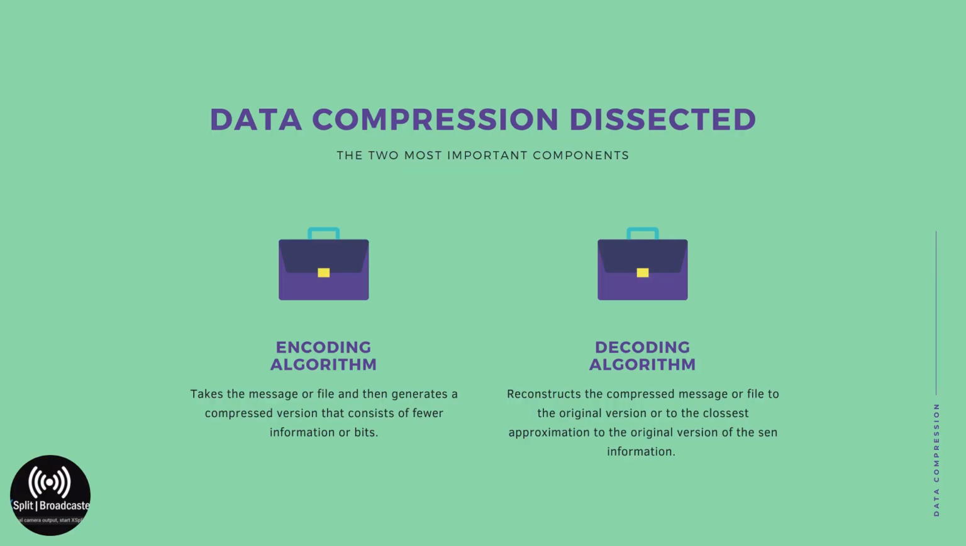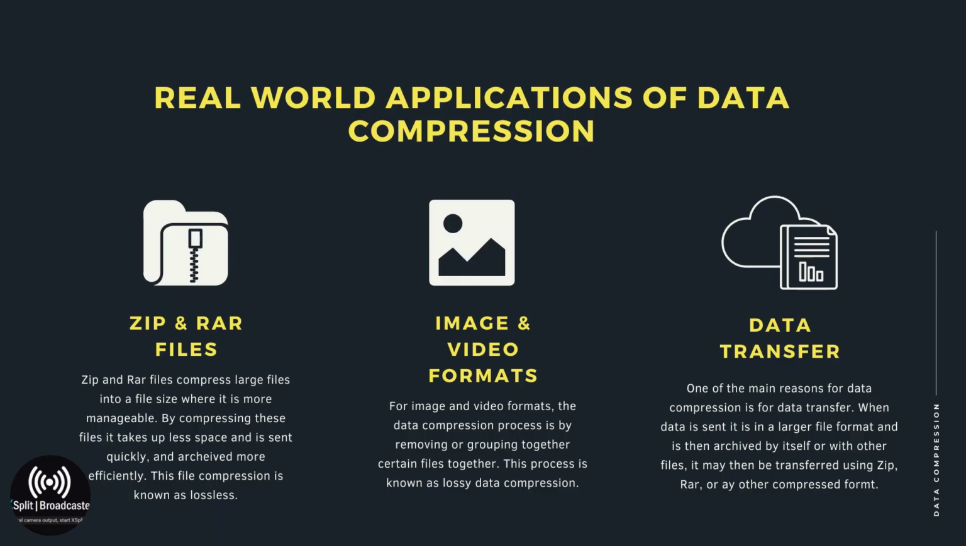Now let us dissect data compression to its two most basic components. These two components are the encoding algorithm and the decoding algorithm. The encoding algorithm takes the file or message and generates a compressed version of the original file or message sent, while the decoding algorithm reconstructs the original message or recreates a close approximation to it from the sent compressed version. These two components are what completes the task of data compression since they have to both work together to understand the shared compressed file.